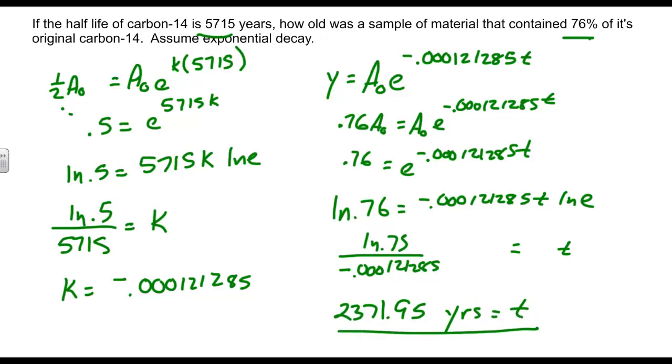So it's really a two-part problem. First part, finding k; second part, using the information given to find out the new value of t. And those are really the two types of problems you're going to have to deal with.